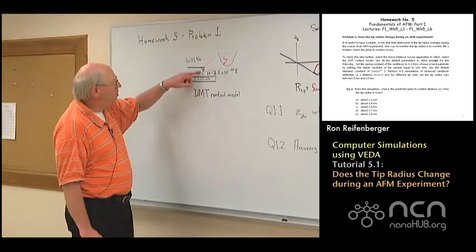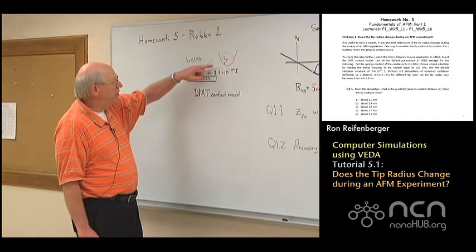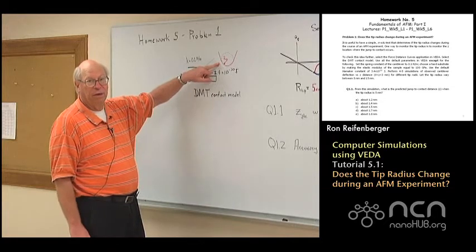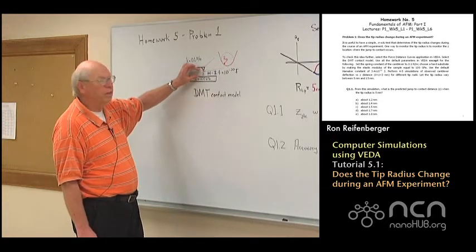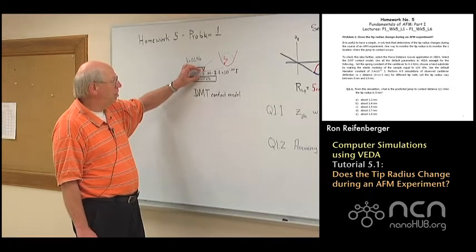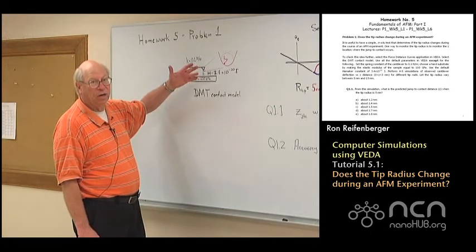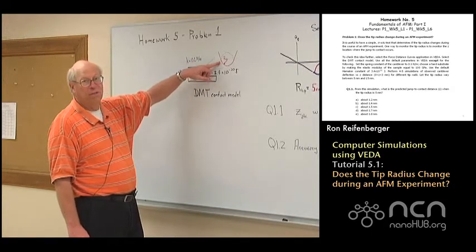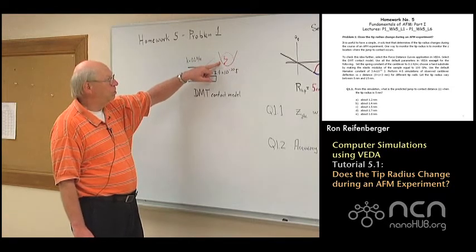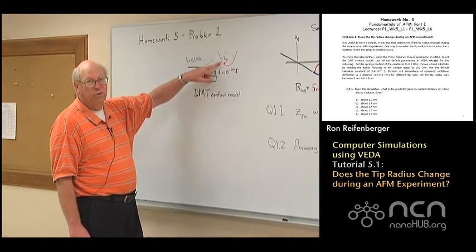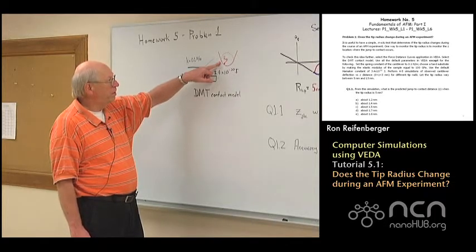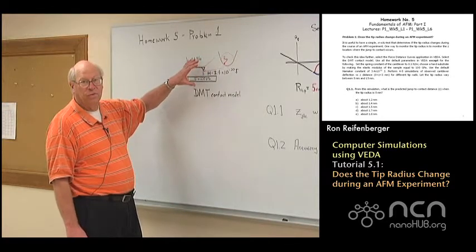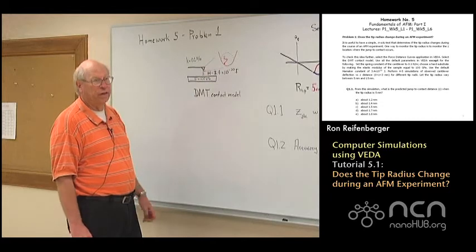So the whole issue revolves around a magnified view of the tip. Of course, you can't see that during an AFM experiment. That's one of the difficulties with AFM. You never really know what's going on at a microscale or at a nanoscale between the tip and the substrate. All you can do is make inferences based on measurements. But we pretend that the tip is essentially a sphere, radius R of tip. And we're going to do simulations using VEDA in which we vary our tip and then see how, let's say, the force distance curves change as the tip radius is varied.